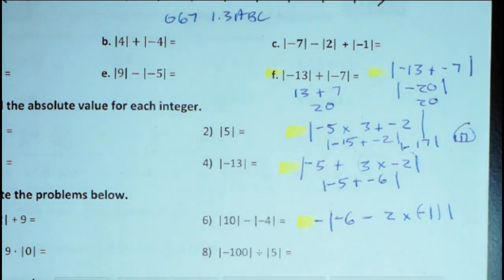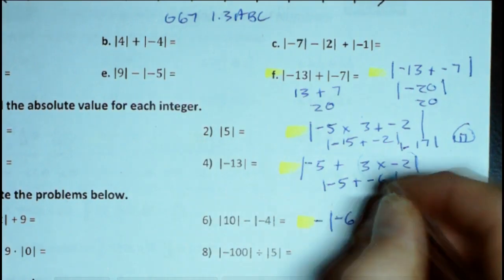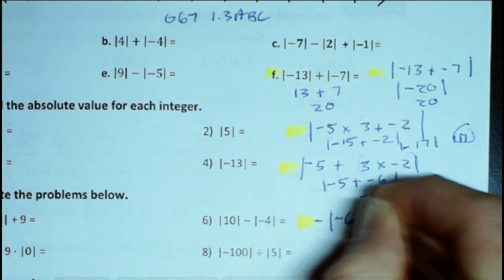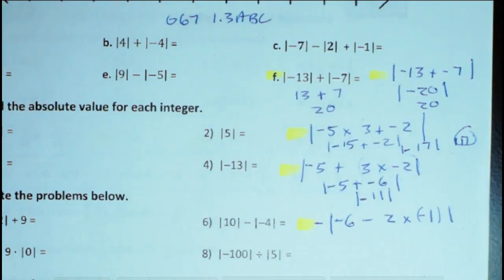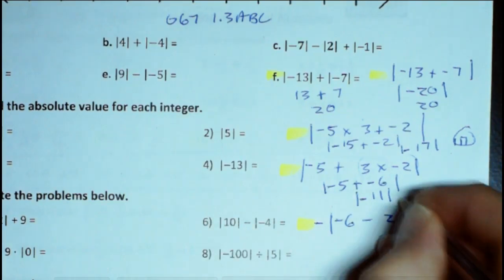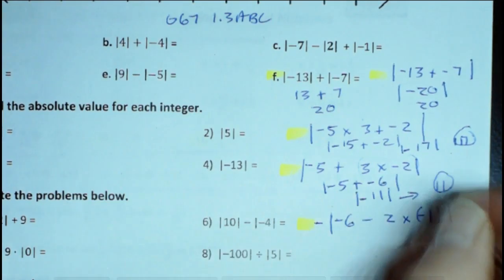Okay, I'm still inside the absolute value bars. I have the same signs, a negative 5 and a negative 6. That's actually a negative 11. And it's still inside the absolute value bars. Now we're done inside the absolute value bars with all the operations. We had 2 different operations. What is the value of that? Well, it is a positive 11.